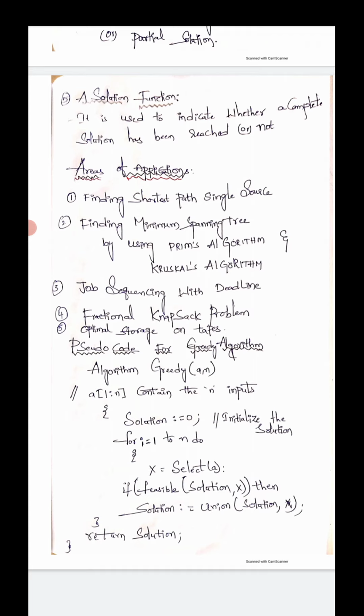These are the areas of application of the greedy method: finding single source shortest path, finding minimum cost spanning tree by using Prim's algorithm and Kruskal's algorithm, job sequencing with deadline, the fractional knapsack problem, and optimal storage on tapes. In the next class, we will see one of the applications of the greedy method, the fractional knapsack problem, in the next video.